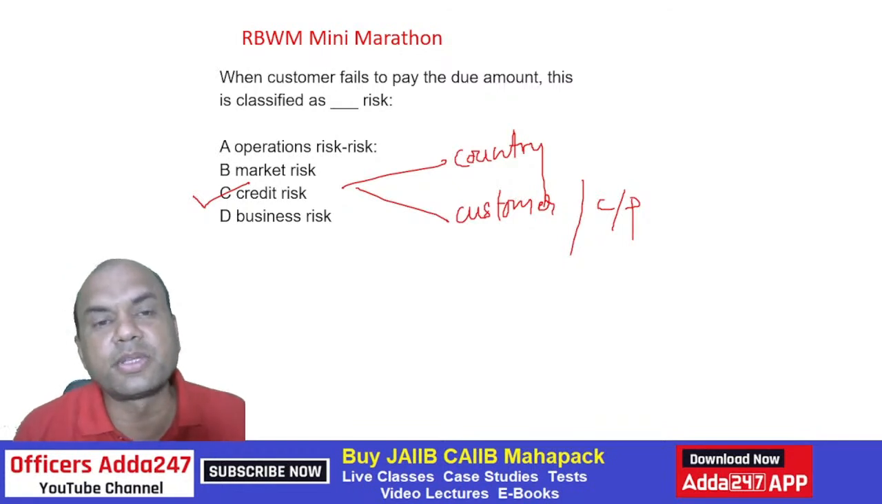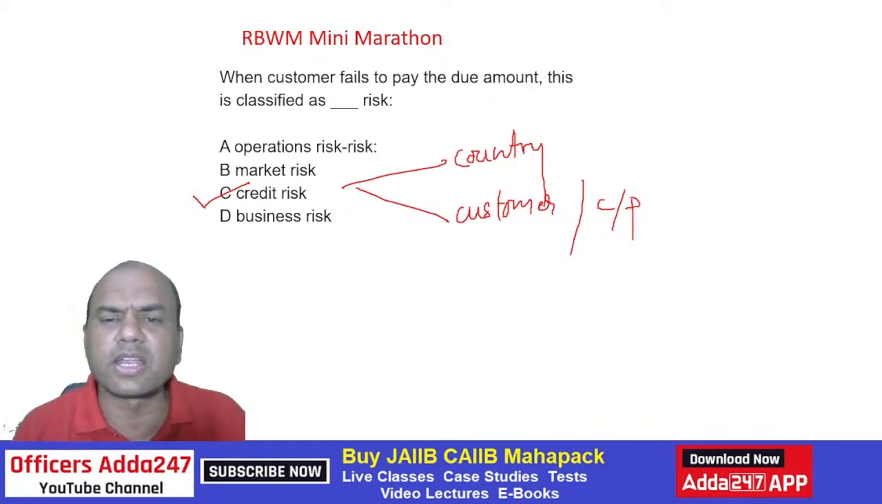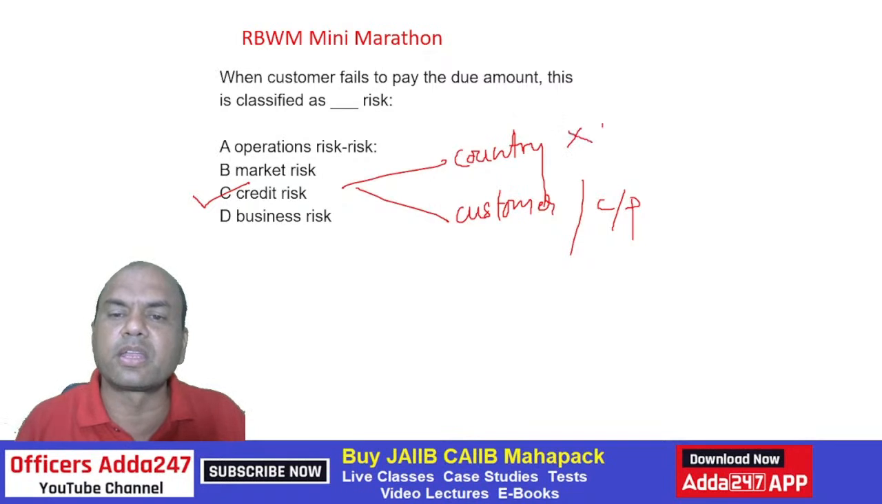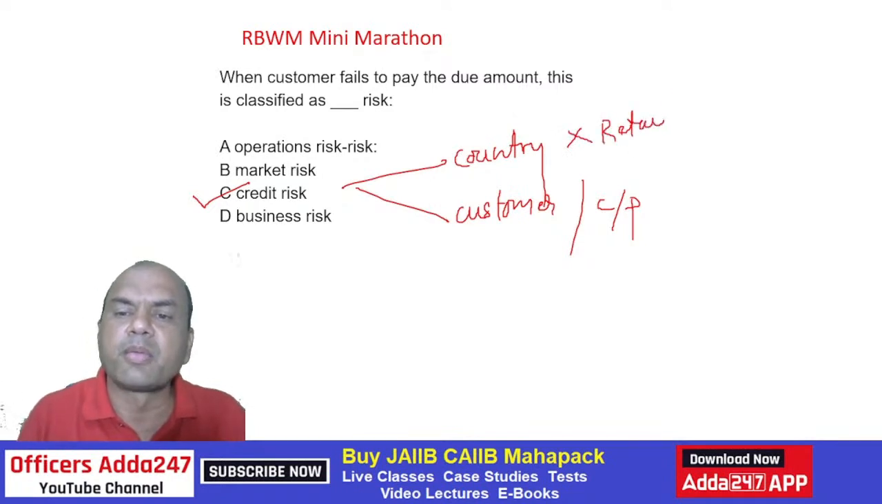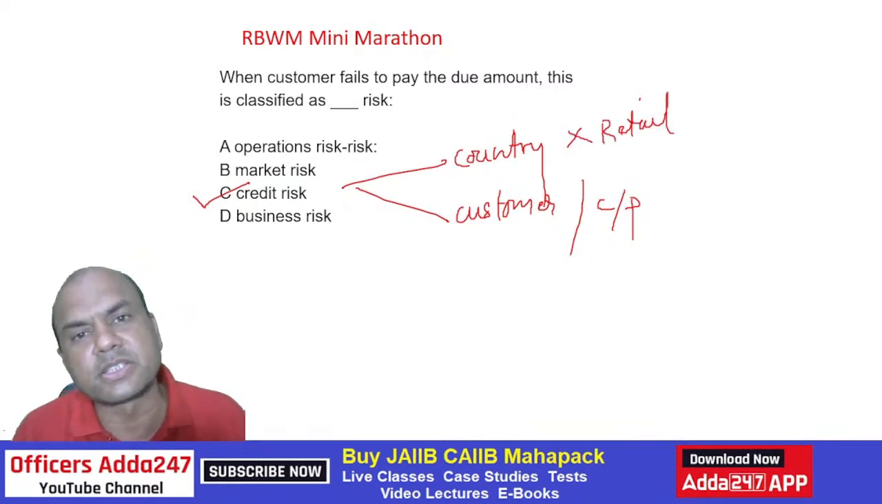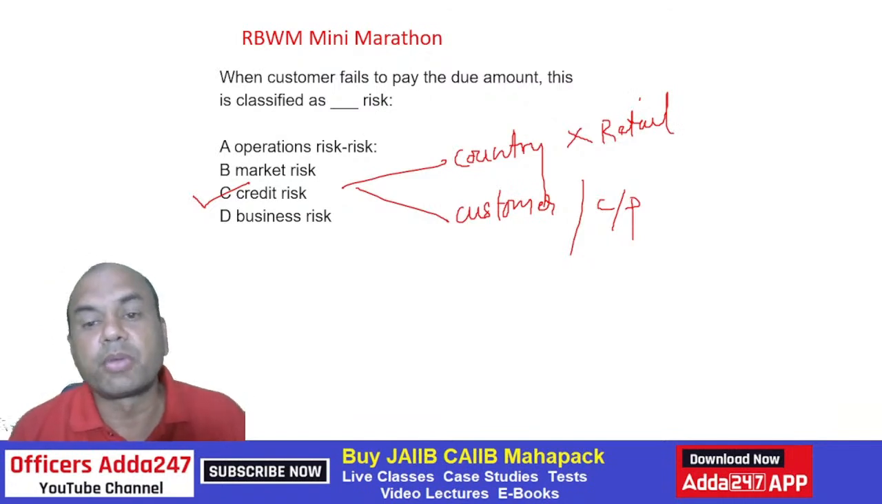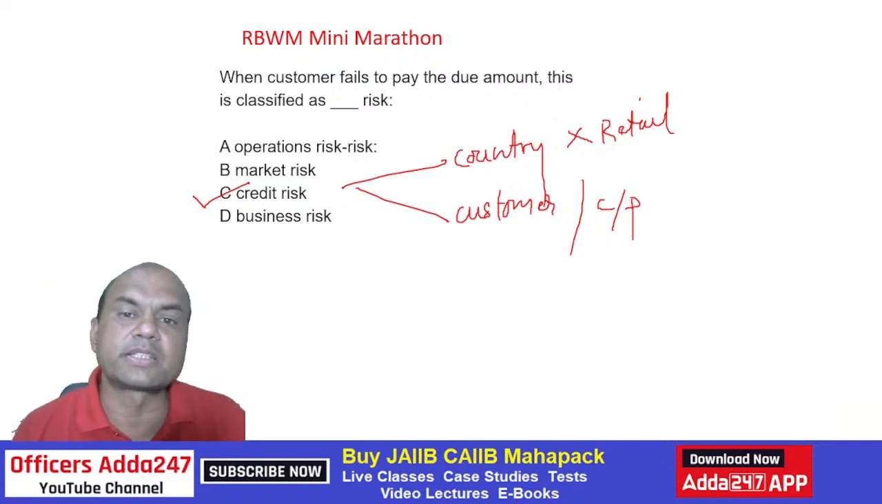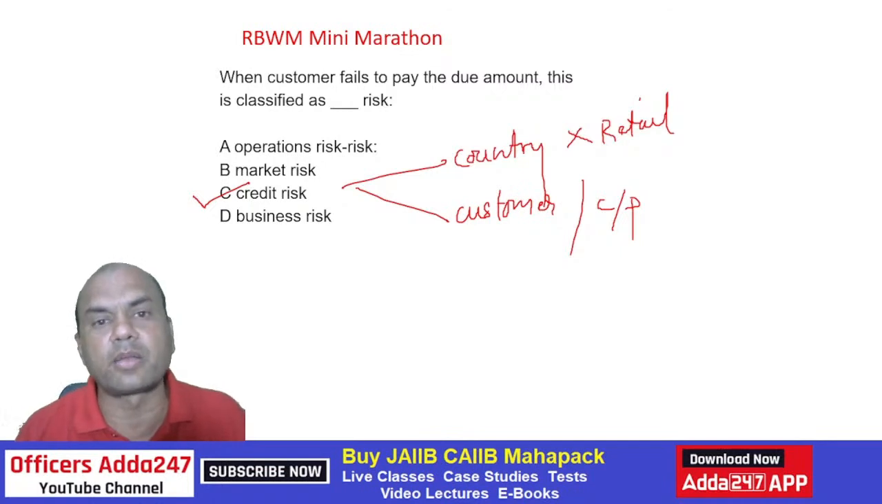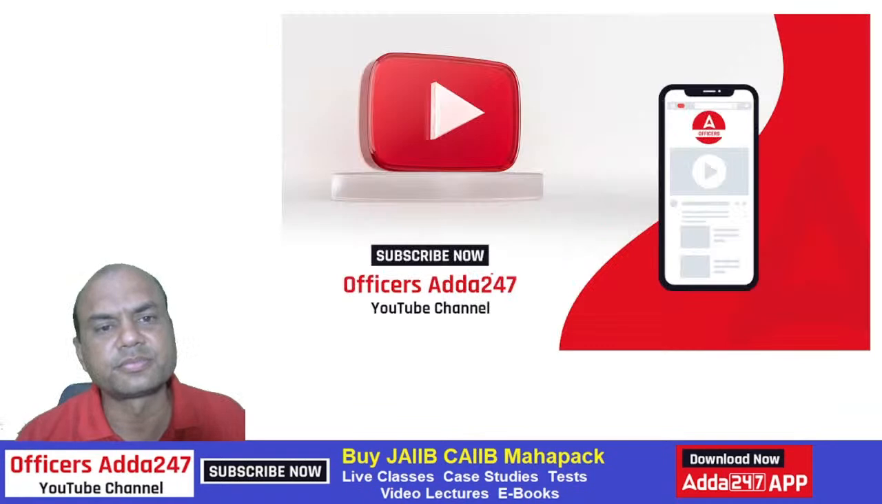So country risk means if the country fails. This is not there in retail. In retail, it's not there, retail banking, because retail banking generally functions in the single country only. But customer risk is always there. Customer risk means the customer takes the loan and can't repay the loan. Okay, that is customer risk, isn't it?